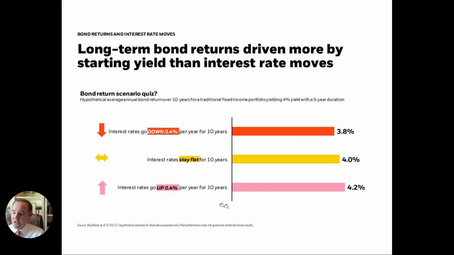On the other hand, if interest rates go up by 0.4% per year for 10 years, that means you start at 4%, the next year you're at 4.4, then 4.8, then 5.2, etc. You end up with a cumulative yield over 10 years of 4.2%. On the other hand, if interest rates go down by 0.4% per year, so you start at 4%, then you're at 3.6, 3.2, etc., after 10 years, your combined yield for all 10 years is an annualized return of 3.8%.